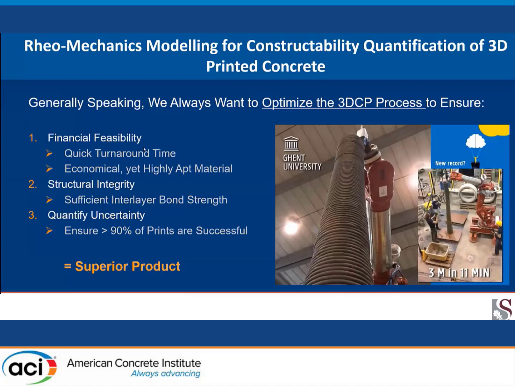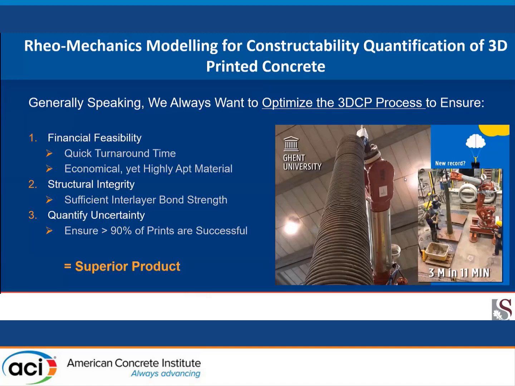Okay, so let's start off with this picture that you can see on the right. I think this is Wouter's group that printed this. This column was printed, a 3-meter column printed in 11 minutes. You can also see that the column has an eccentricity. So this is really amazing. I think this is still the world record that's been standing for quite a time.